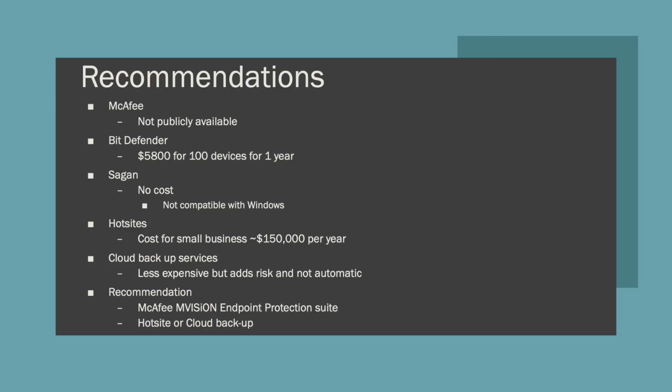When deciding which software option to implement, functionality trade-offs and solution costs should be considered. In terms of cost, McAfee's mVision Endpoint Protection Suite is not publicly available, while Bitdefender's GravityZone Elite Security Suite costs $5,800 for up to 100 devices, and SideGuard is free. Hot sites can be expensive to implement, but they are very effective at maintaining the availability of data. Cloud backups can provide more availability for data, but they also introduce more supply chain and downtime risks.